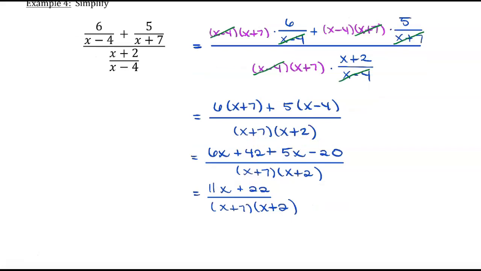And with the numerator having a greatest common factor of 11, this becomes 11 times x plus 2. Simplifying, we find that this complex fraction is equal to 11 divided by x plus 7. Let's head on over to our final example.